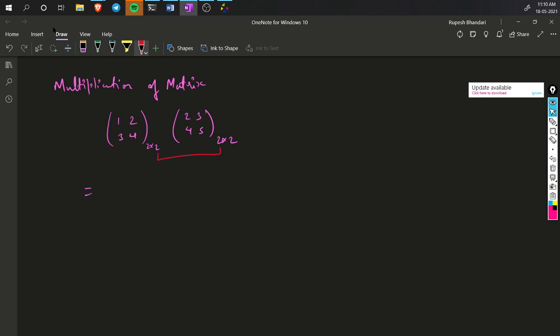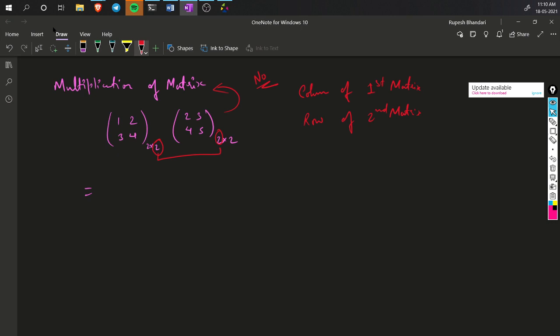The column of the first matrix and the row of the second matrix should be the same, okay? Otherwise you can't multiply it. That's always the rule. See over here, this is also 2, this is also 2. Then you can basically multiply it. Otherwise, if not, then you can't multiply it. As simple as that, right?